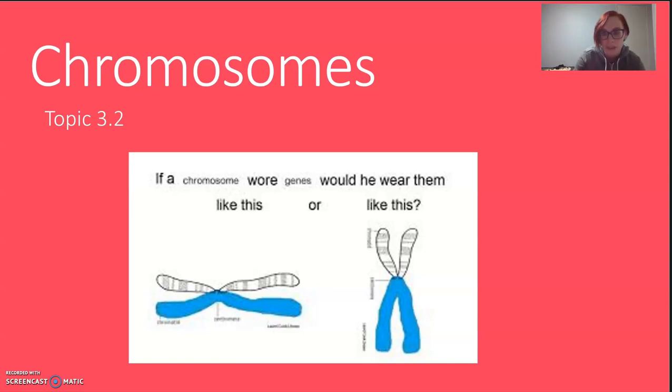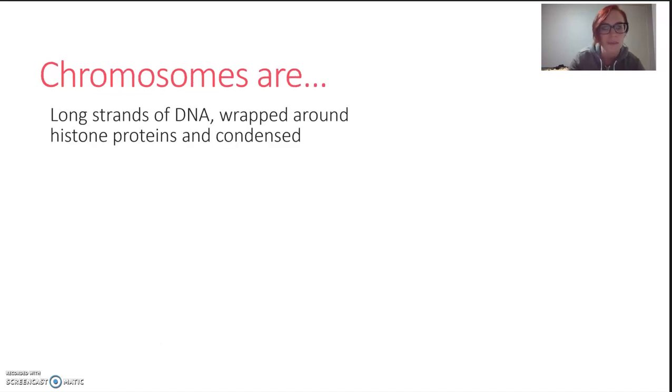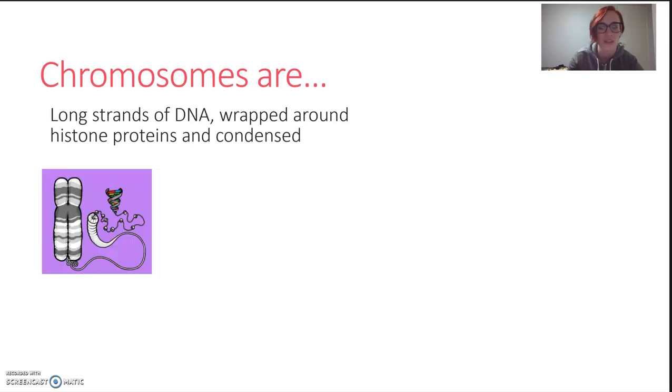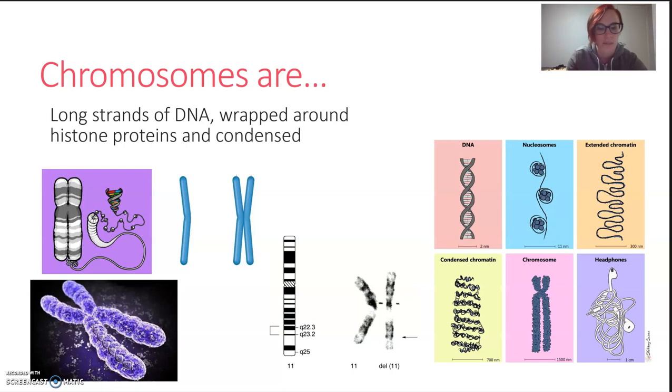All right, in this lesson we're learning about chromosomes. Here are our syllabus dot points. We are doing topic 3.2. All right, chromosomes are long strands of DNA. They are wrapped around histone proteins and condensed, and you're going to see so many different pictures of how they are depicted. You're going to see plenty of memes in this one as well.